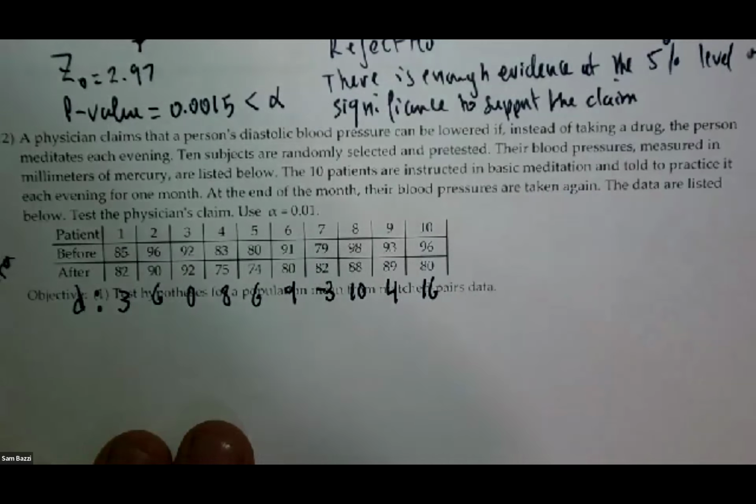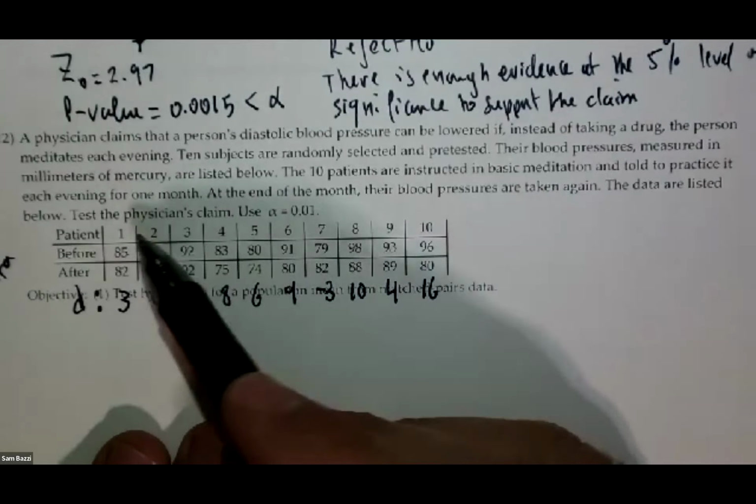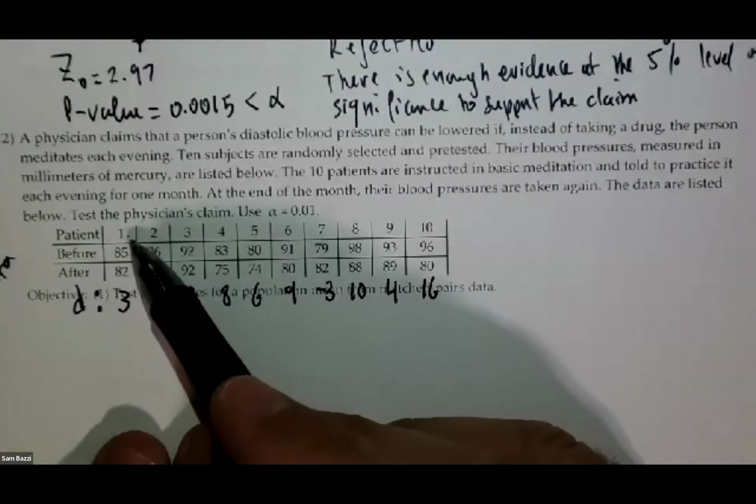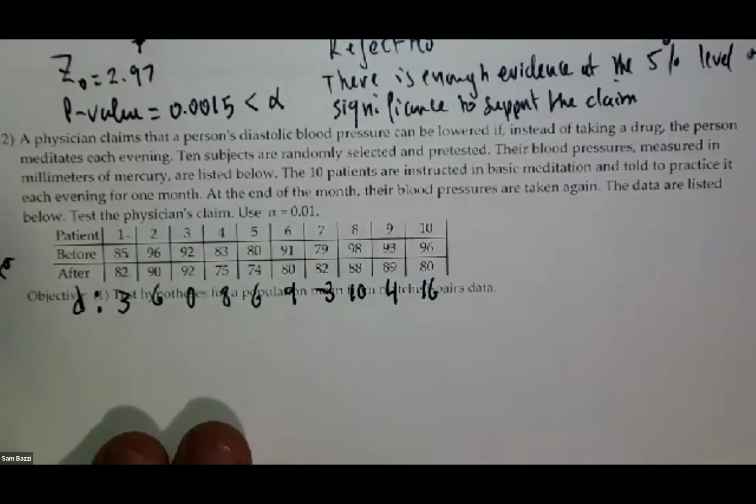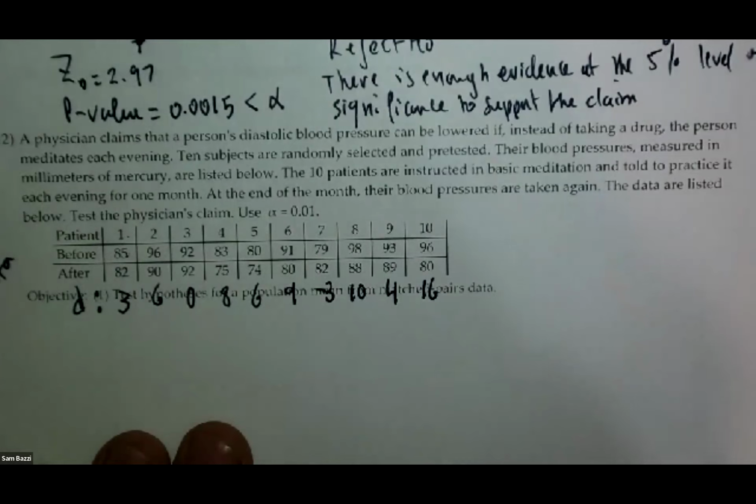Let me ask you a question, guys. If you don't want to talk, you can just answer in the chat. For patient number 1, did meditation work? His or her blood pressure went from 85 to 82. Did it work, yes or no?